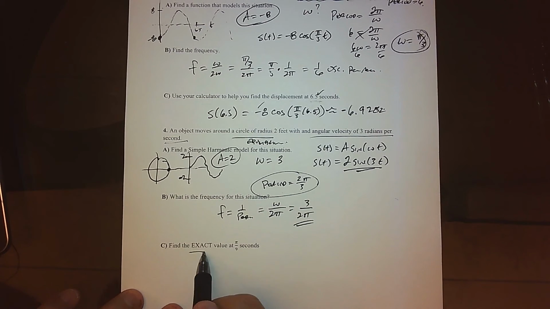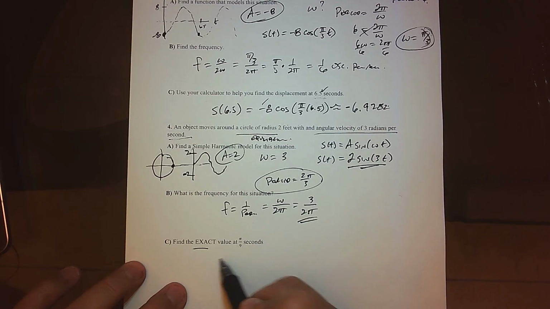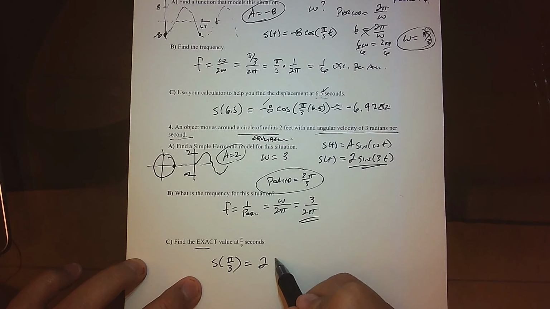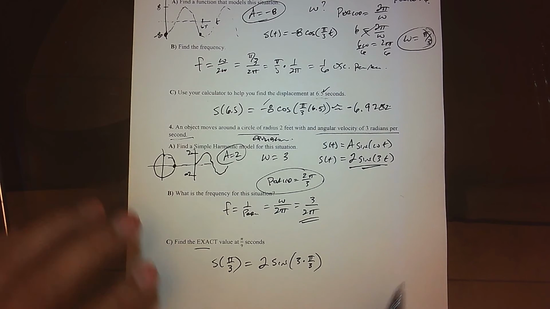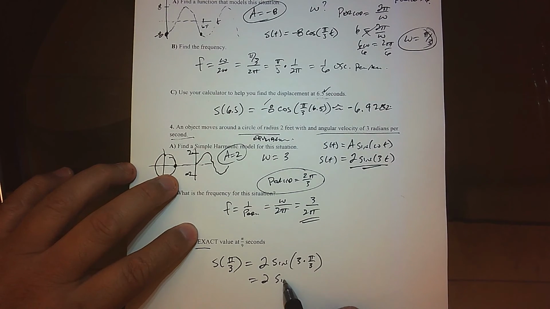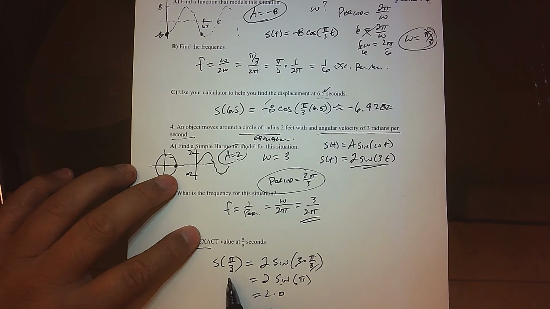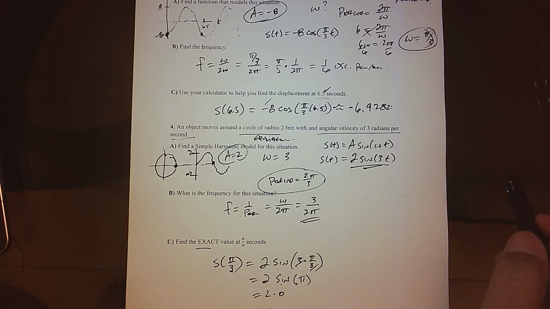Next, I'm asking for an exact value, so no calculators allowed. Hopefully this is a special angle. We're going to find S of pi over 3. When I plug this in here, we get 2 sine of 3 times pi over 3. Of course, the 3's will cancel out, leaving 2 sine of pi. And what do we know about the sine of pi? It's 0. So at pi over 3 seconds, that basically means I am right at 0. I'm sitting on the equilibrium. We're not up, we're not down, we're right on that equilibrium.